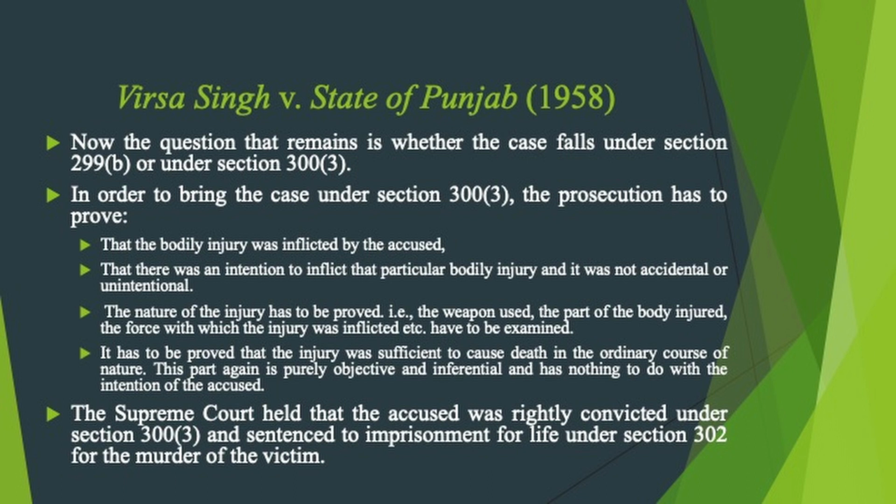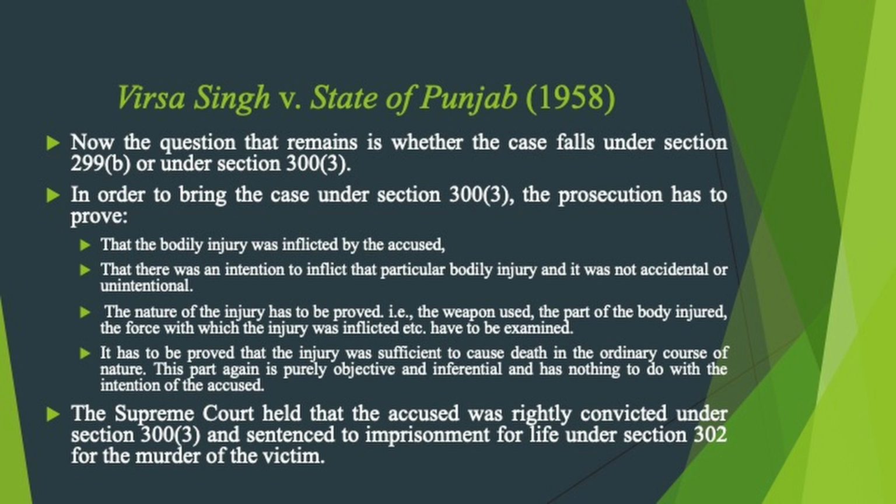Now the question that remains is whether the case falls under section 299B or under section 300 clause 3. In order to bring the case under section 300 clause 3, the prosecution has to first establish that the bodily injury was inflicted by the accused. It must then be proved that there was an intention to inflict that particular bodily injury and it was not accidental or unintentional. For example, where the accused was just threatening when another person pushed him with force because of which the spear got thrust into the abdomen of the victim and the like.